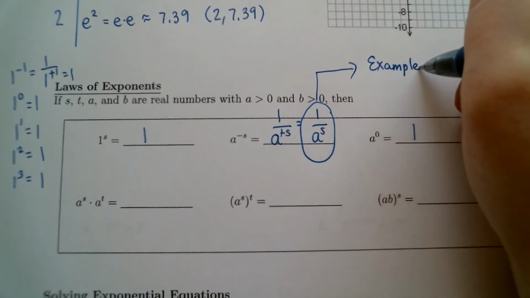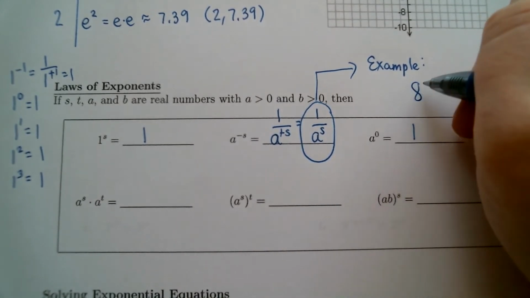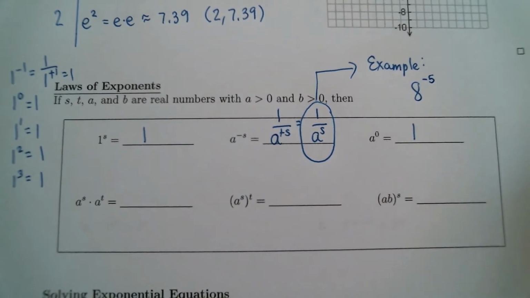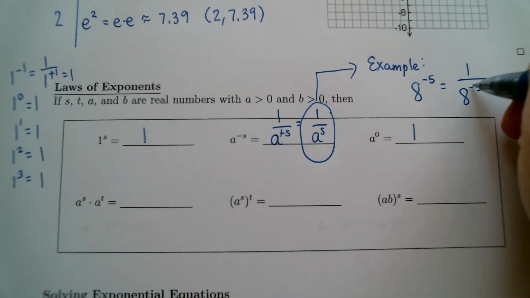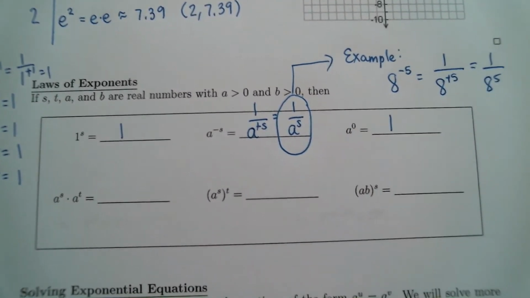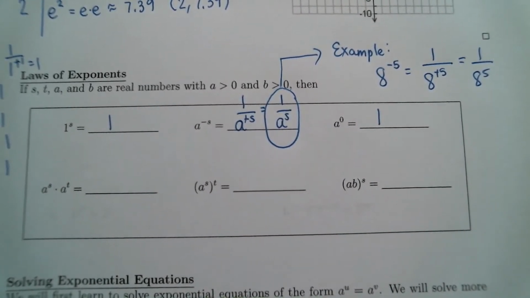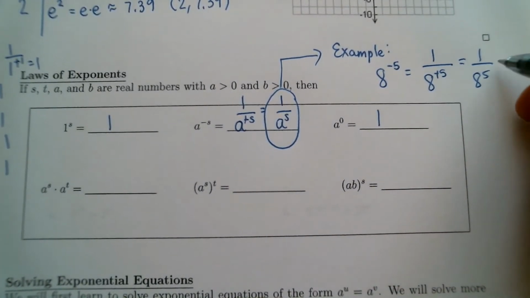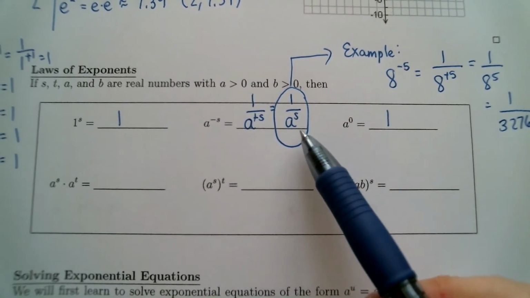So an example of this one, if you saw, I don't know, 8 to the negative 5. So 8 raised to the negative 5th power. This would be 1 over 8 to the negative 5. Change the sign of the exponent. So it would be 1 over 8 to the 5th. You could leave it like that, or you could put it into a calculator and see what 8 to the 5th is. It would be 1 over 32,768. So you've seen how this property works.